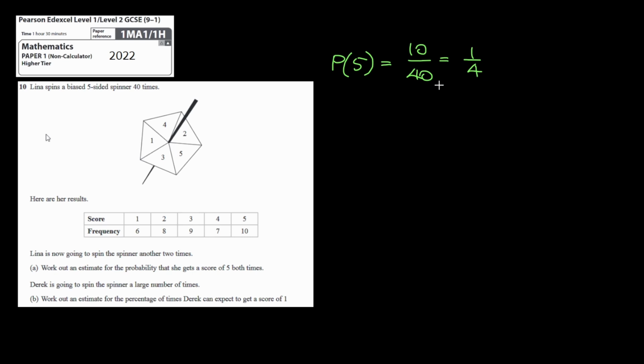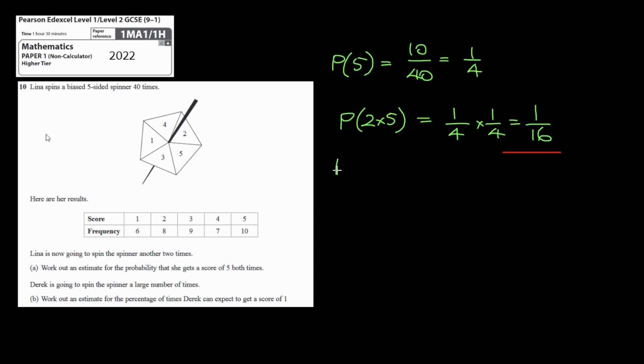Now, if she spins it again, nothing's changed with the spinner. It still has the same bias, so she will have exactly the same chance of getting the second 5. So the probability of 2 times 5 will be equal to a quarter multiplied by a quarter, which is equal to a 16th. And that's your answer.